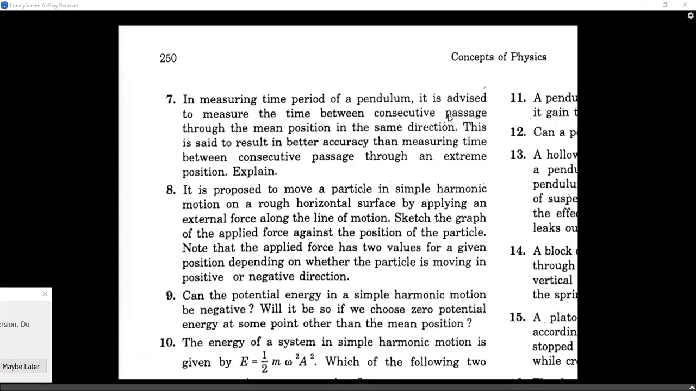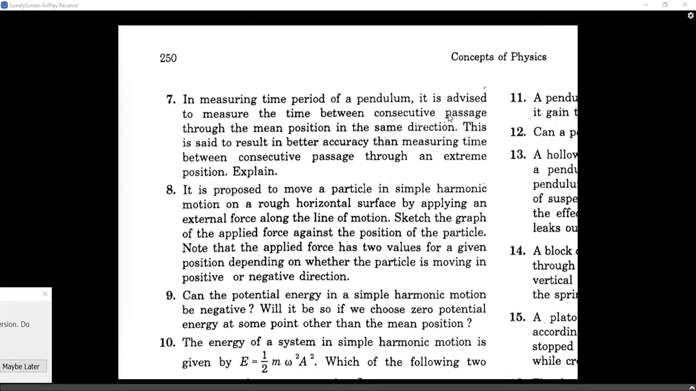I think extreme positions give the better accuracy. Yeah, I even thought the same thing. It is because of our reaction time, sir. It is easier to check whether it is at the extreme position rather than the mean position. At the extreme position we have to stop and start at the same time, whereas at the mean position we get a fraction of time to actually take a look and then start.